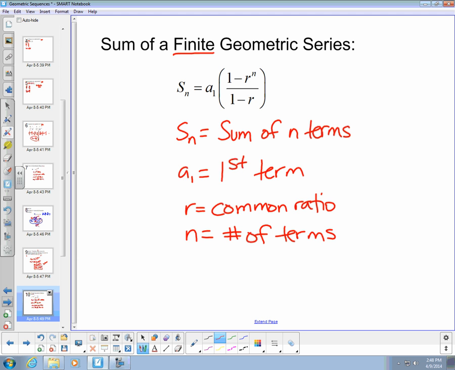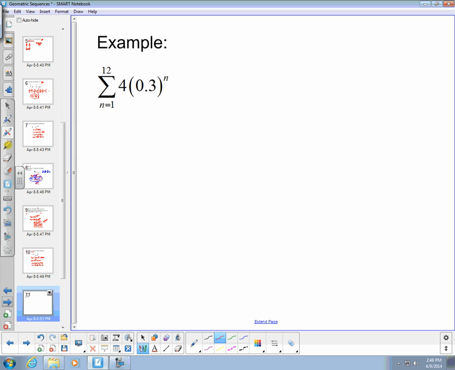Okay, let's look at an example. Now, most of these problems will look like summation problems. And you have to recognize that this is, in fact, a geometric sequence because it's in the form a times r to the n minus 1, except ours is not n minus 1 this time, it's just n. Okay, so what we're going to do is we're going to use our formula.